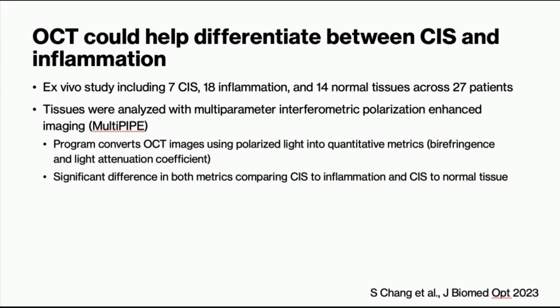And what they found is that by plugging in the OCT images of these various specimens and getting that quantitative metric, you could find a significant difference in both metrics comparing CIS to inflammation and CIS to normal tissue. Raises the question, is there a future in which you could take an OCT image of a suspicious patch in the office, have it immediately plugged into a computer, and for the computer to tell you this is most likely malignant or benign?